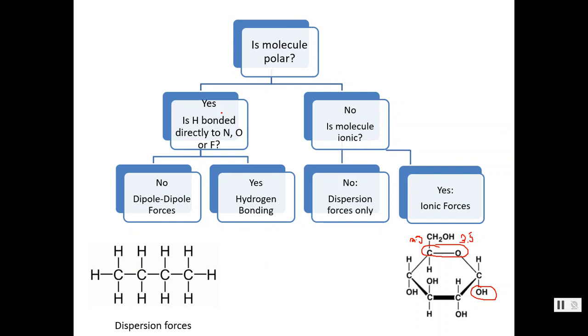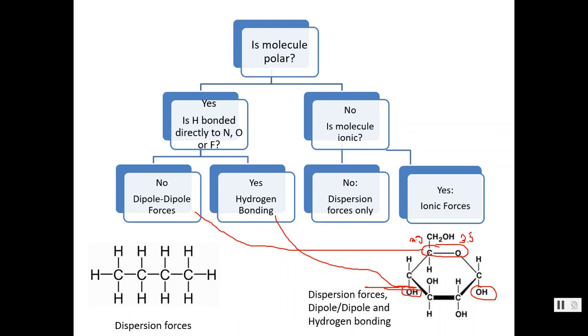Does it have hydrogen directly bonded to a nitrogen, oxygen, or fluorine? Yep, it sure does. I have an example of hydrogen bonding from the OH, either that one or this one. I also have an example of a dipole-dipole force due to this CO bond. So in this molecule of glucose, I have obviously dispersion forces, because that's common to all molecules, but I have dipole-dipole due to this CO bond, and I also have hydrogen bonding due to the OH bond.